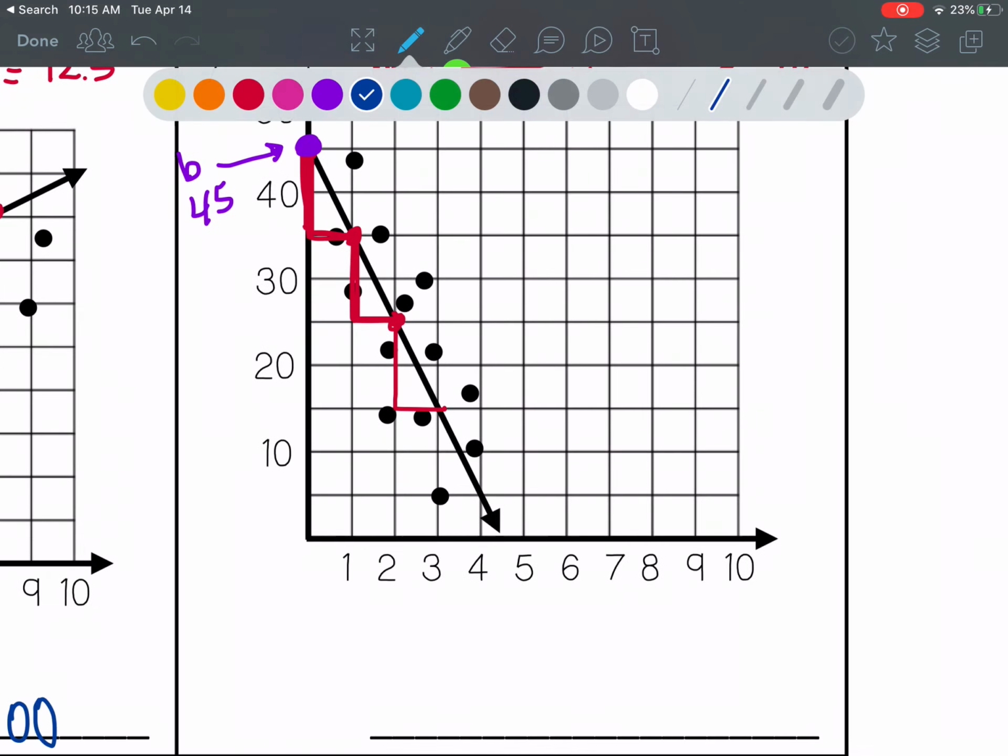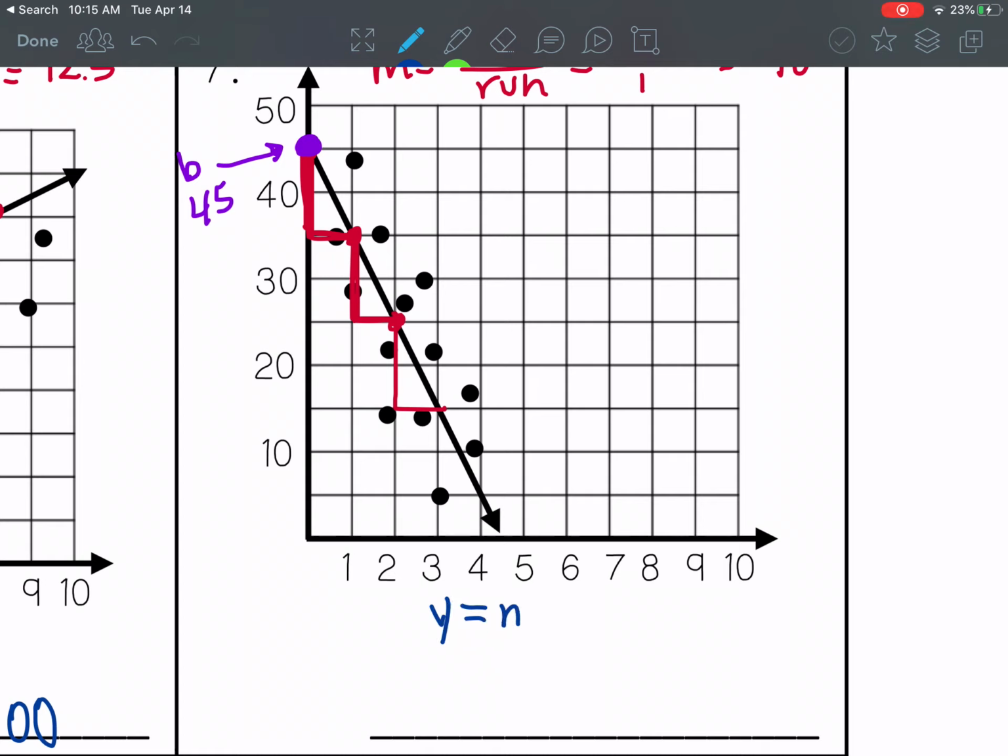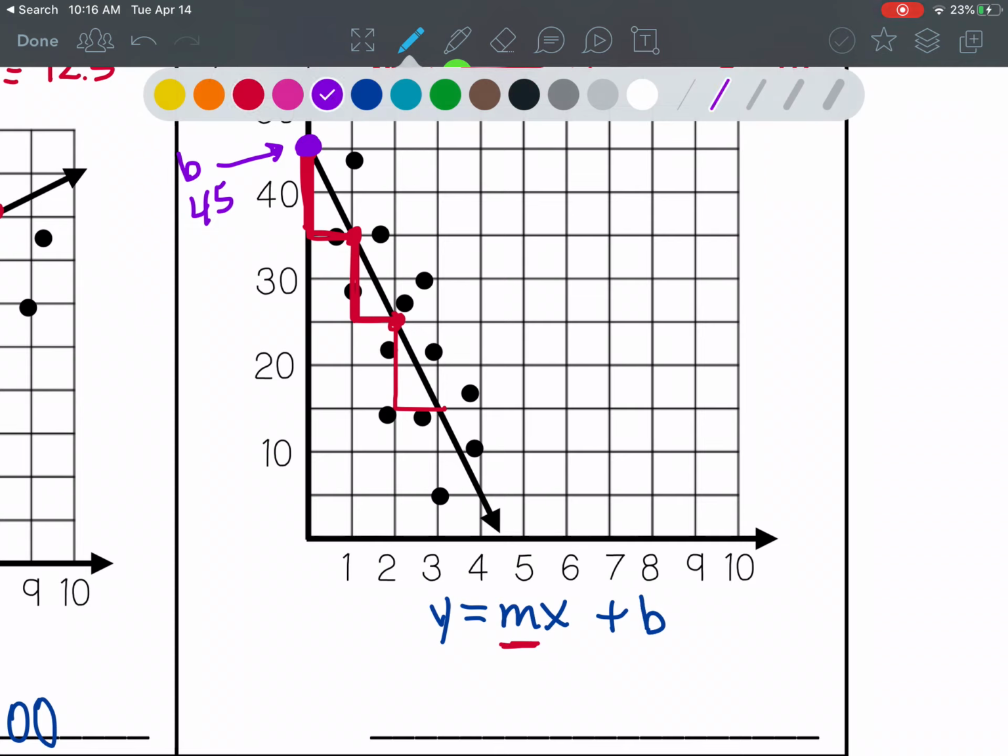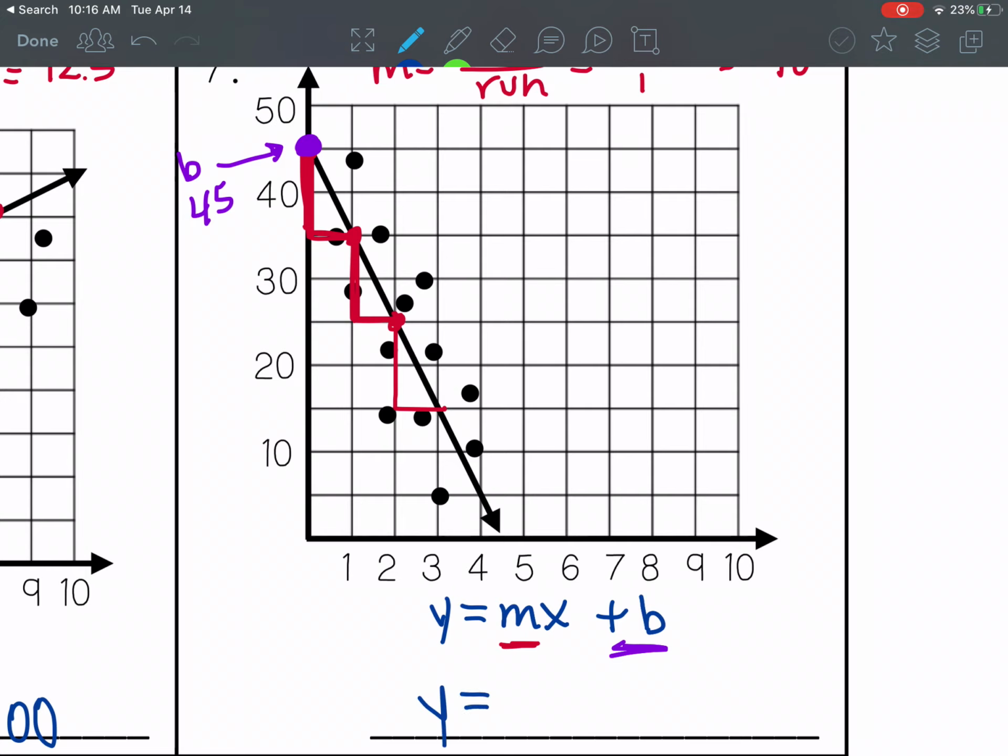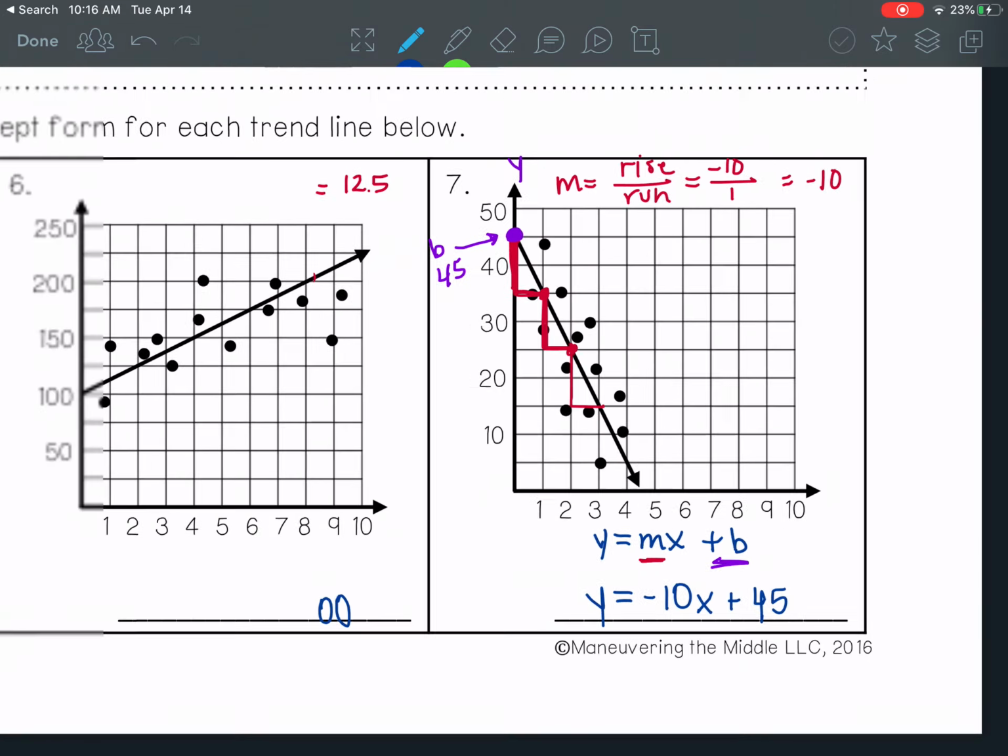Okay, so y equals mx plus b. Substitute our slope, substitute our y-intercept. So y equals negative 10x plus 45. And there are our equations.